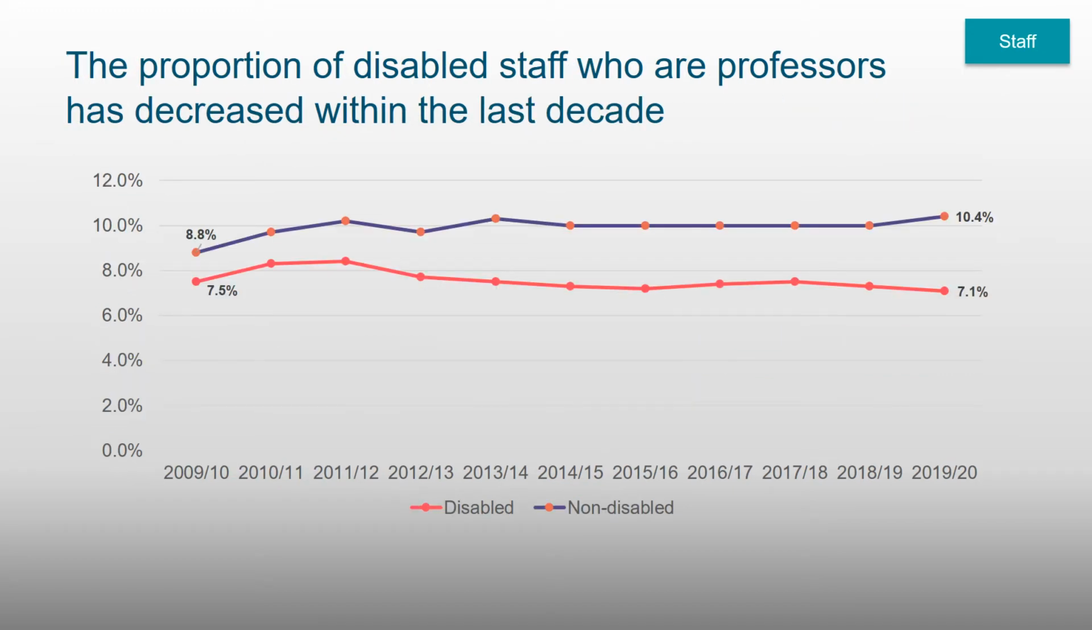Focusing again on professors, within the last decade, the proportion of disabled academics who are professors decreased by 0.4 percentage points, from 7.5% to 7.1%, whereas the proportion of non-disabled staff who are professors increased by 1.6 percentage points, from 8.0% to 10.4%. This means that although the initial difference between the proportion of disabled and non-disabled staff who are professors was at 1.3 percentage points, this grew even bigger and has now reached a 3.3 percentage point difference.